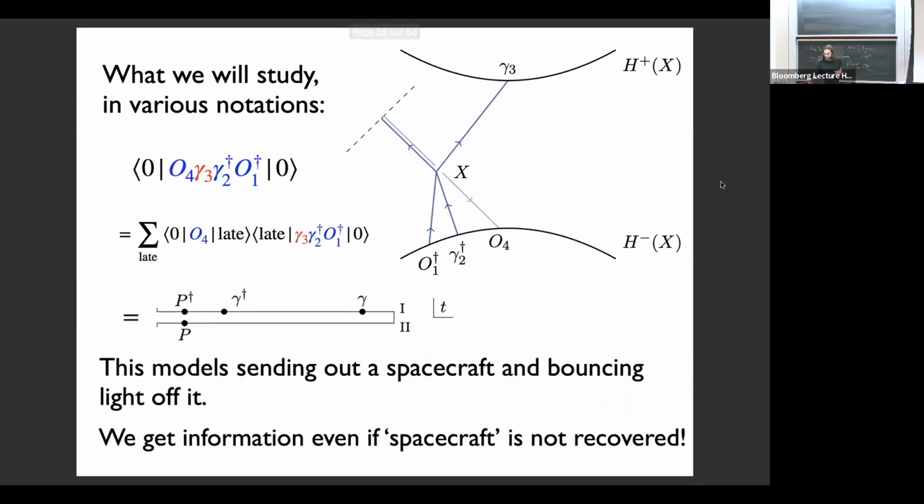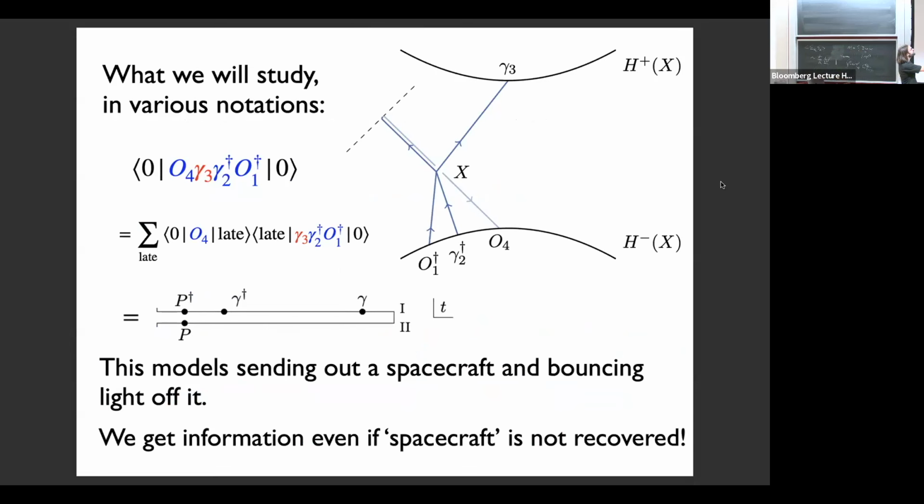And you could average over that. So in various notations, the thing we're studying looks like that. It's a non-time-ordered product: early, early, late, early. You could try to write it by inserting a complete basis of late states. You can think of it as some kind of amplitude for two things going to two other things, and then this other thing going backward in time.